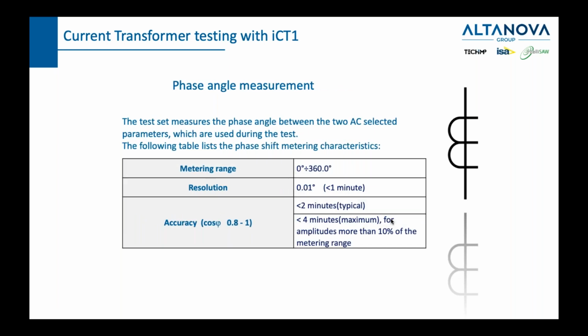Phase angle measurement, of course, here what we see is that we need to go from 0 to 330 degrees. We actually need to measure the angle between two values, whether is it 2 voltages or voltage and a current or 2 currents. And we see that the resolution is 0.01 degrees, so less than 1 minute. And this is the resolution, and the accuracy for a cos phi between 0.8 and 1 is between 2 and 4 minutes. So which is more than enough for, let's say, your standard CT, which we use in a substation or a power plant.